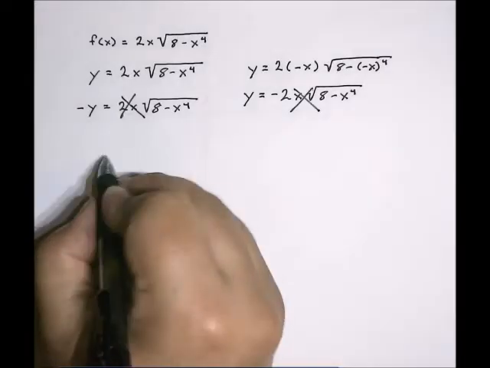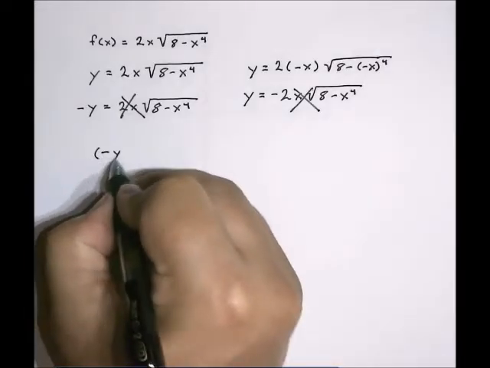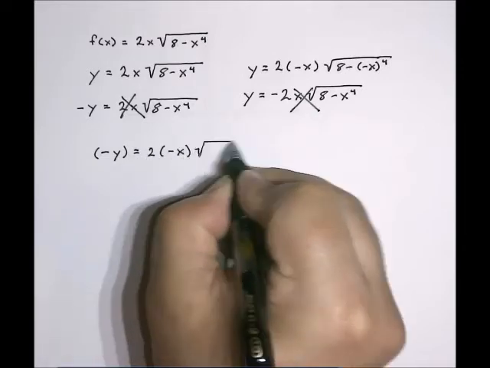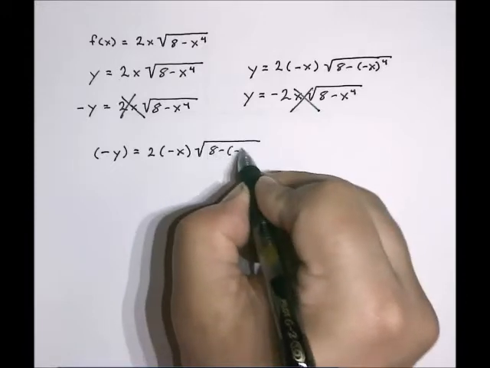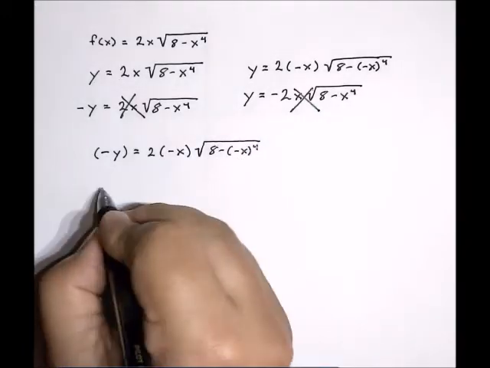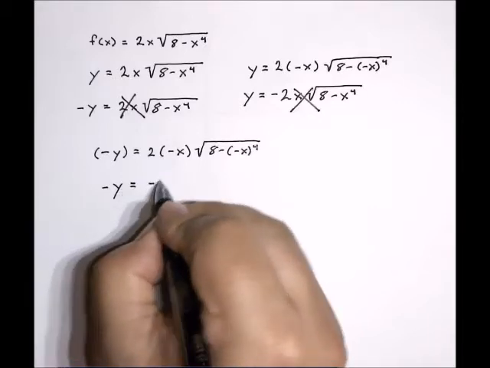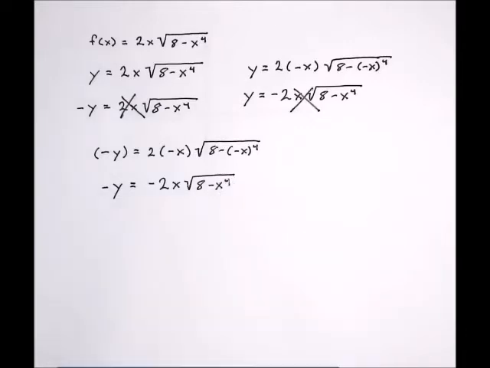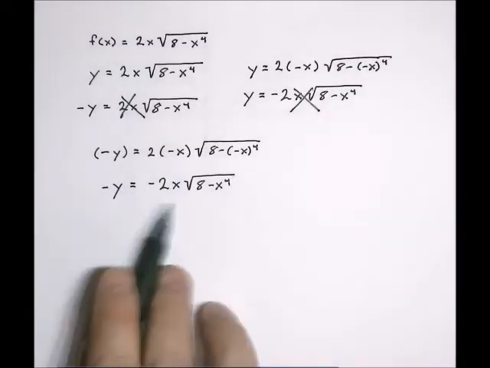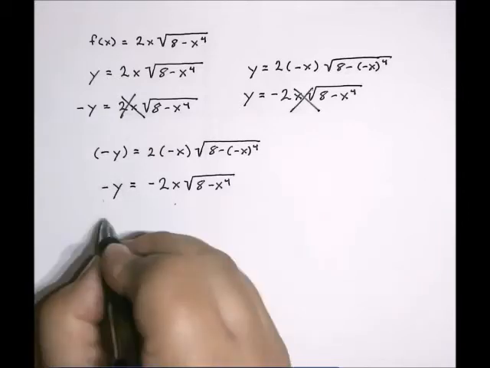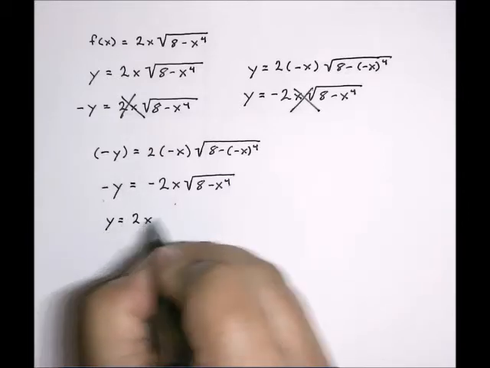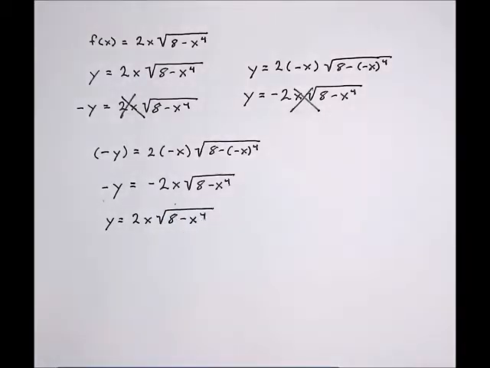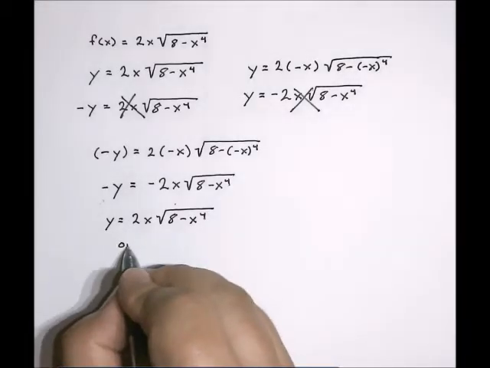Now let's try origin symmetry. So I'm replacing y with negative y and x with negative x. And when I simplify that, well, it looks close. Let's multiply both sides through by negative 1 now. And I get the original equation out. So this one does have origin symmetry.